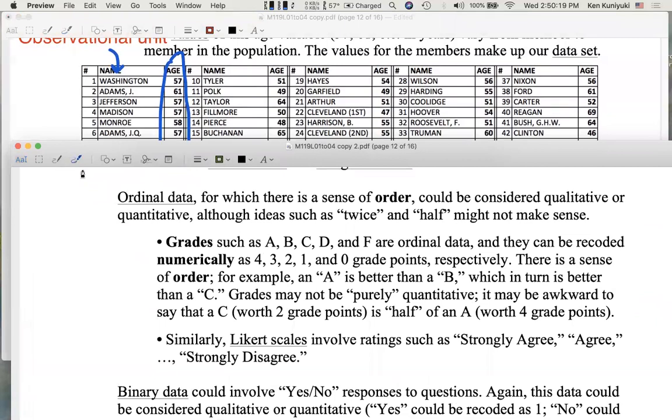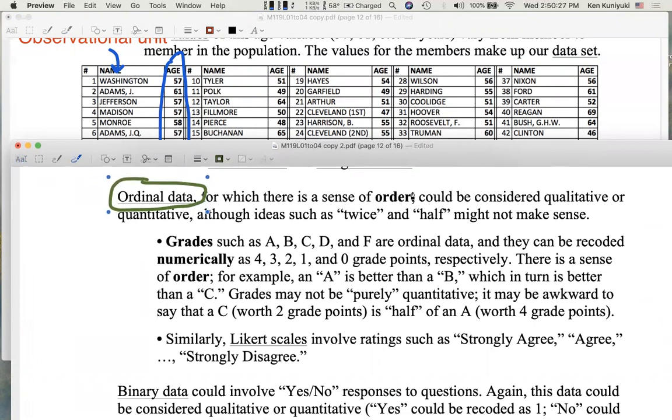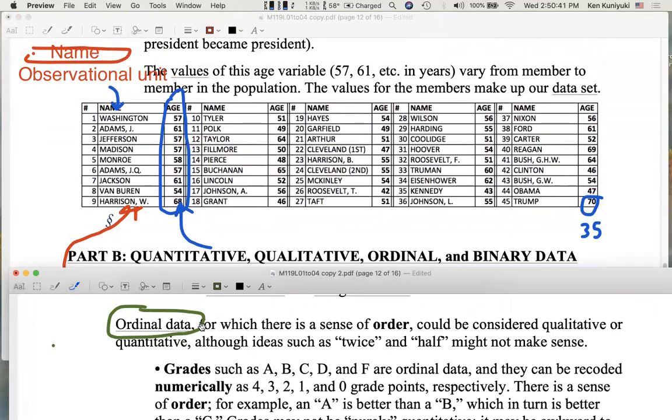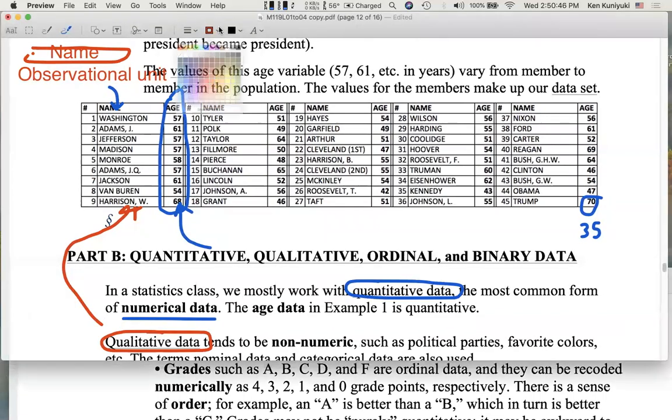Put this in green here. Ordinal data. Ordinal data provides a sense of order, and it could be considered qualitative or quantitative, although ideas such as twice and half might not make sense if you think of these as numbers. So for example, in the presidents' ages example, in this table over here, do you see where the ordinal data is? It's in these columns over here.